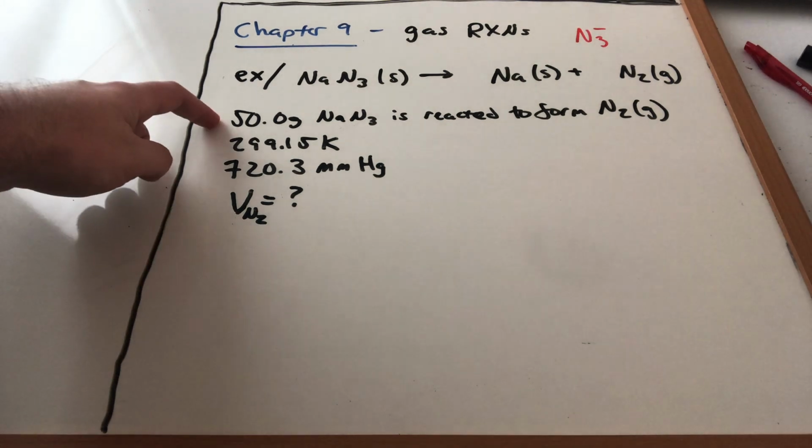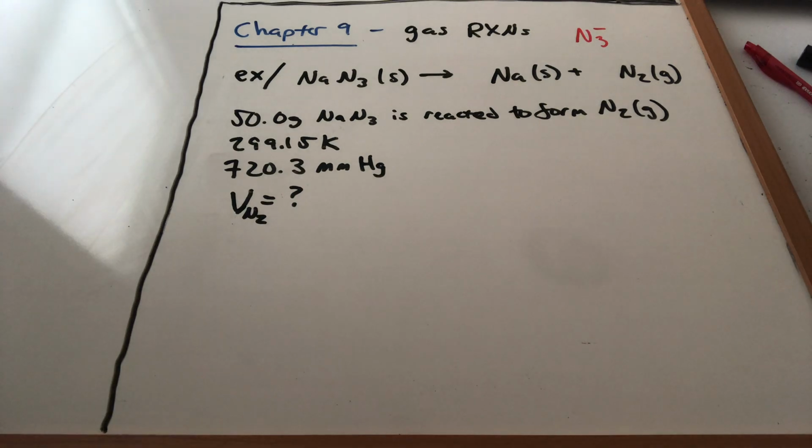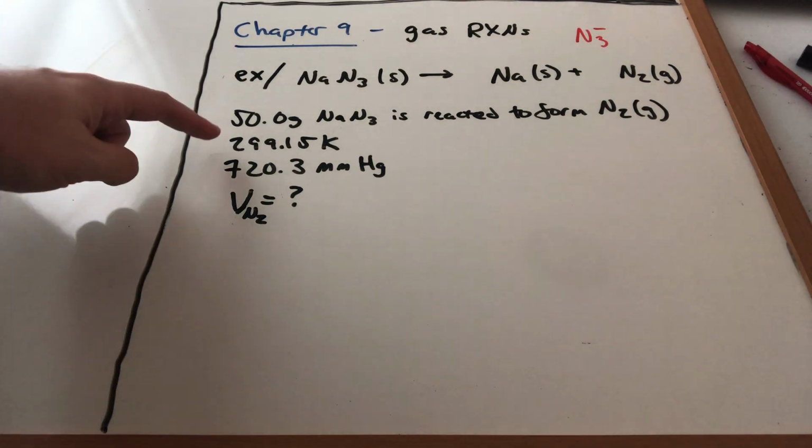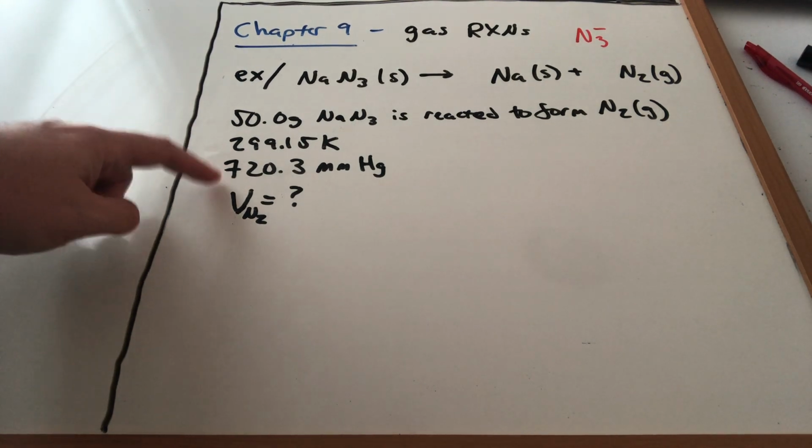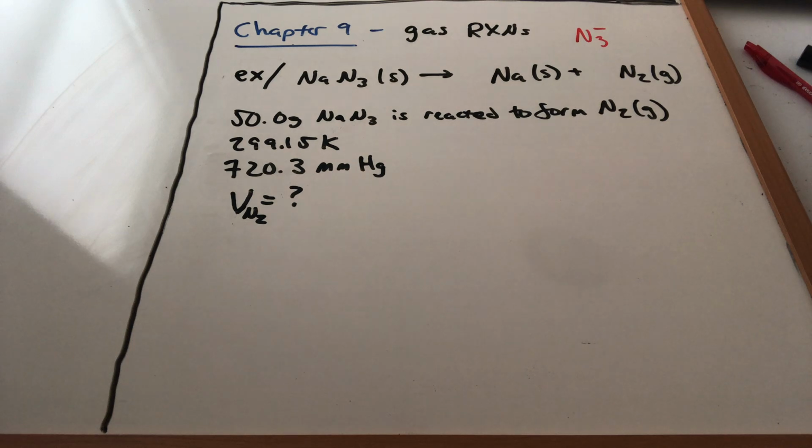What happens if we have 50 grams of our sodium azide and we're reacting it to form nitrogen, and then we measure that nitrogen, and the nitrogen is 299.15 Kelvin in terms of its temperature. It has 720.3 millimeters of mercury of pressure, all right? And we're asked to get a volume.